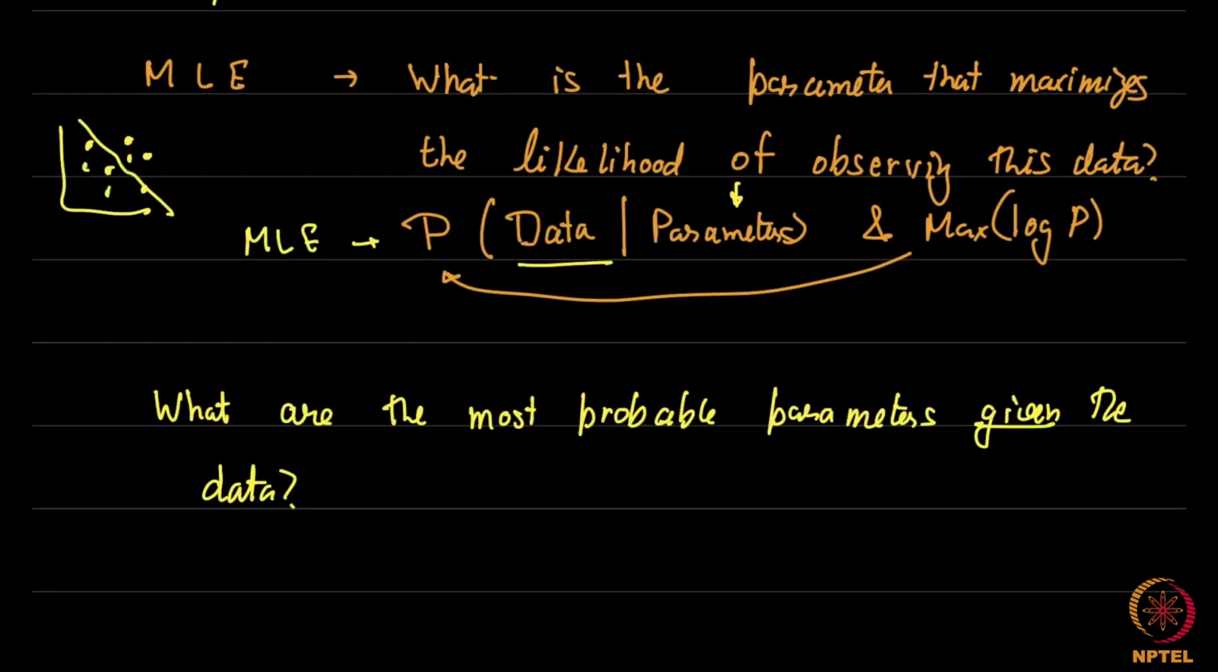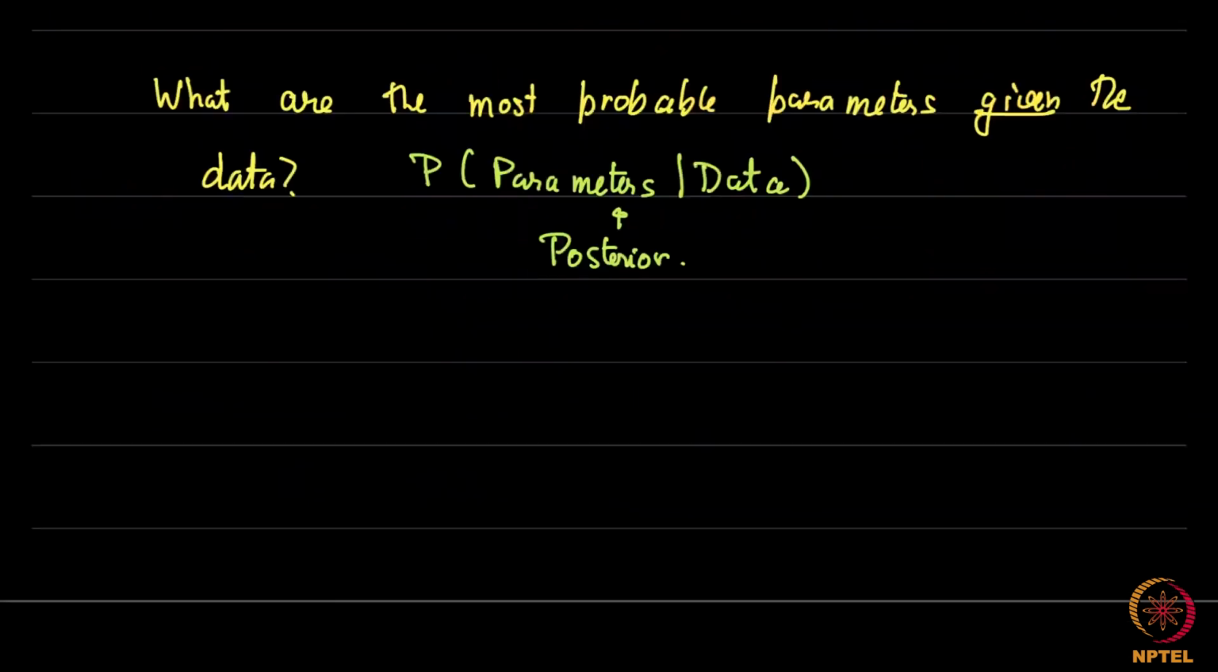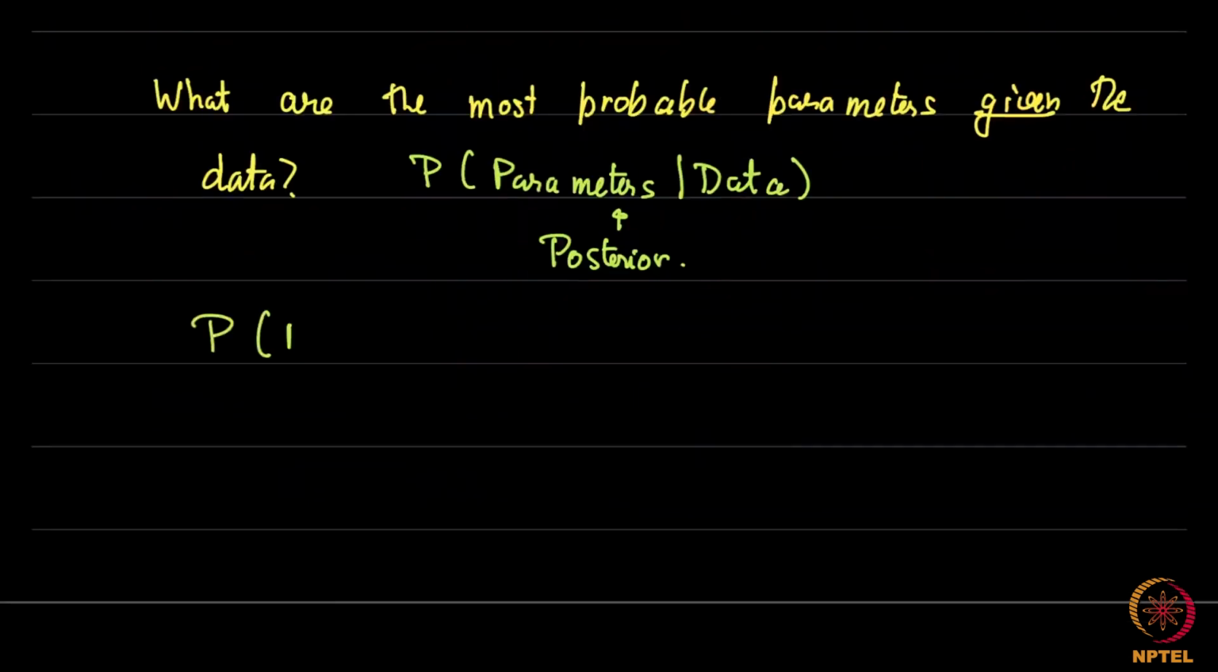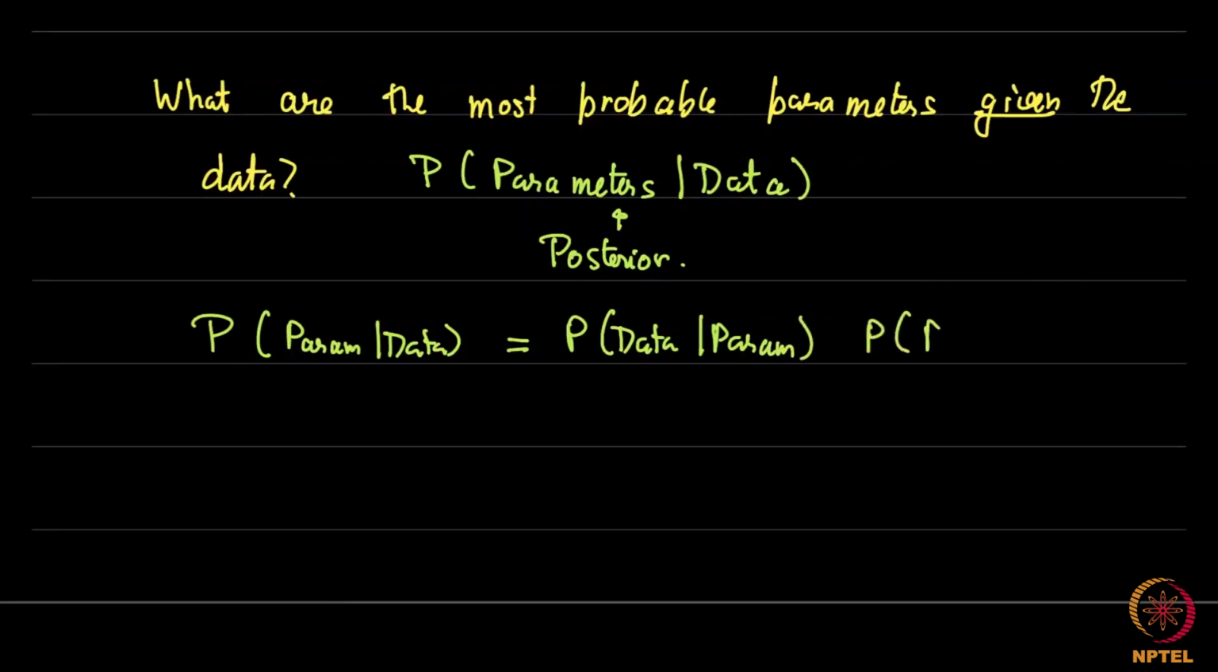Whereas here we are asking for a different probability distribution, probability of parameters given the data. So this, like I said, is called the likelihood, and this is what is called the posterior. So let's write it this way: probability of param given data is probability of data given parameter multiplied by probability of parameter divided by probability of data. This, of course, is Bayesian.